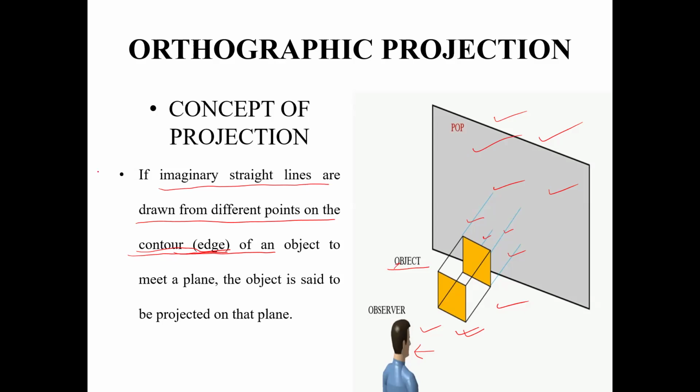Let us give it a reading once more, whatever is written on this slide. If imaginary lines are drawn from different points on the edges of the object to meet a plane which is located somewhere with respect to the object, then we say that the object is being projected on that plane. Here we see a single plane, and imaginary lines are connecting the object with that plane. So we say that this object is being projected on this plane.